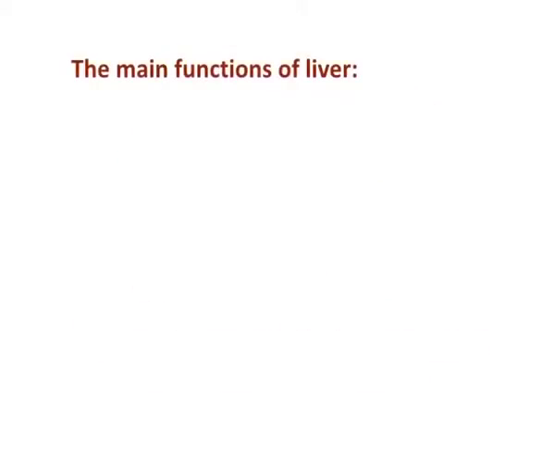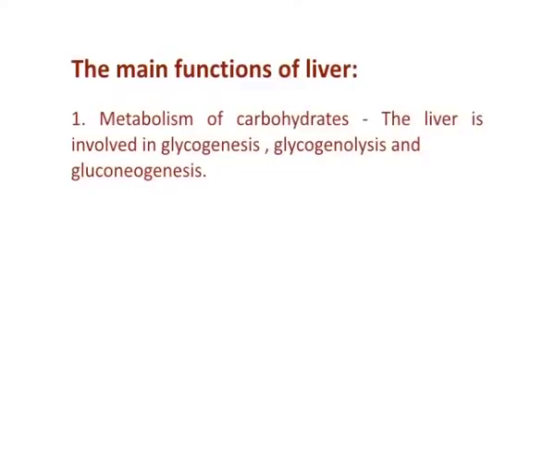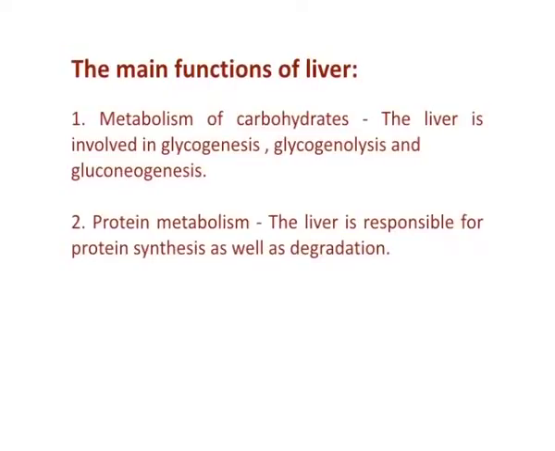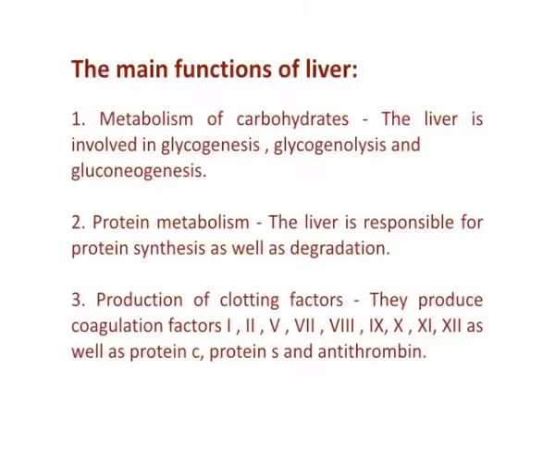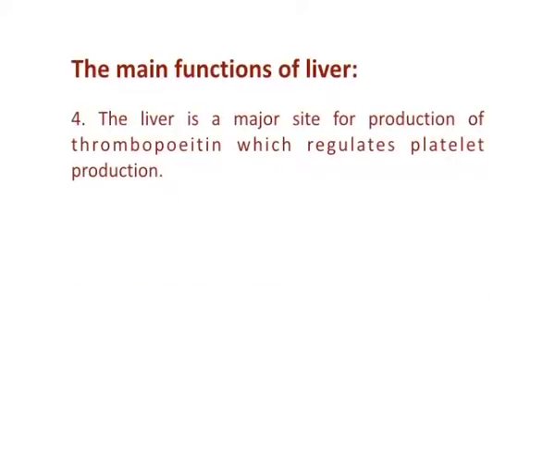So to briefly enumerate the main functions of liver, the first one, metabolism of carbohydrates. The liver is involved in glycogenesis, glycogenolysis and gluconeogenesis. The second one is protein metabolism. The liver is responsible for protein synthesis as well as degradation. The third one, production of clotting factors. They produce coagulation factors 1, 2, 5, 7, 8, 9, 10, 11 and 12, as well as protein C, protein S and antithrombin. The fourth one, the liver is a major site for production of thrombopoietin which regulates platelet production.